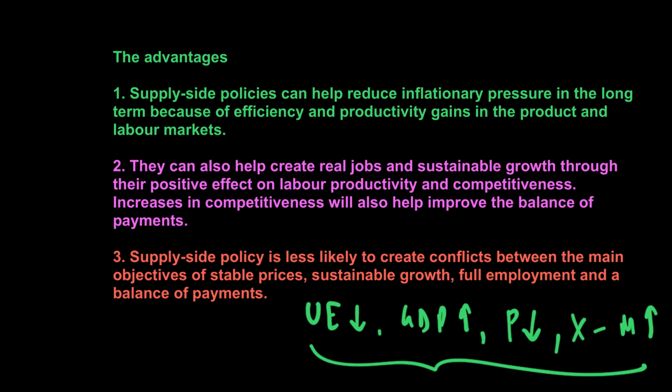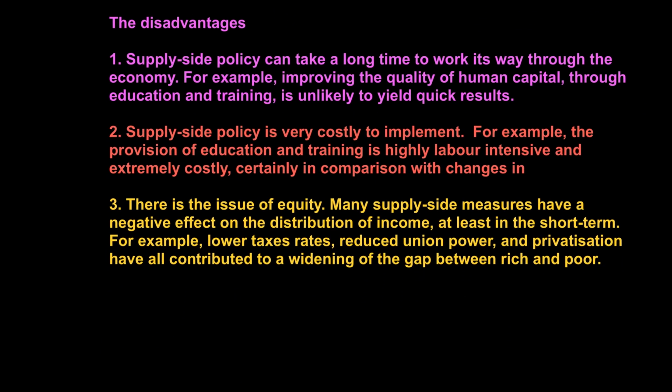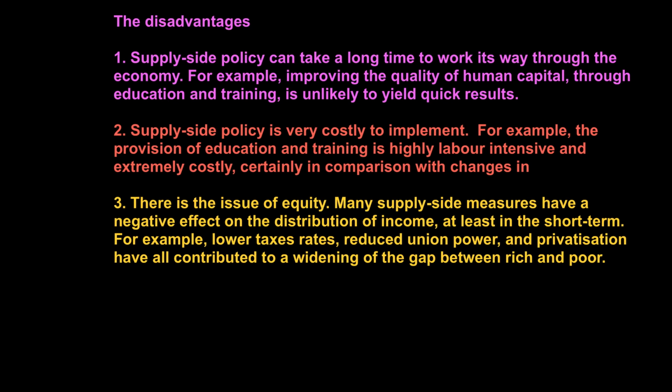In terms of disadvantages, supply side policy has some disadvantages as well. Number one, supply side policies can take a long time to work their way through the economy, which means there are time lags. Why? Because the kind of policy we're trying to do is basically improvement in the quality of, for example, your human capital, its education and training. All of this will not result in quick results. So all of this will not fix the economy quickly.